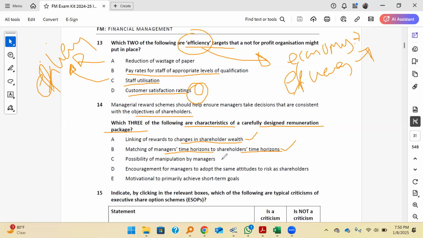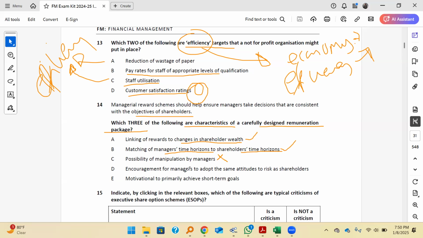Possibility of manipulation by managers. That's not a good thing. Because if managers are able to manipulate their package, that means that they can increase their salary without necessarily having a reason, or without necessarily being in the right. Of course, you want to reward people for good work, but you don't want to have people reward themselves when they have just manipulated the results. So the package should not be manipulable.